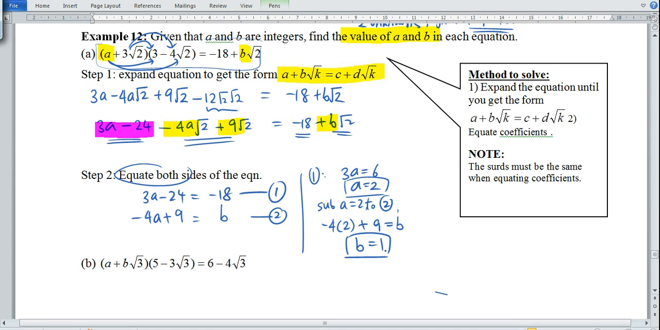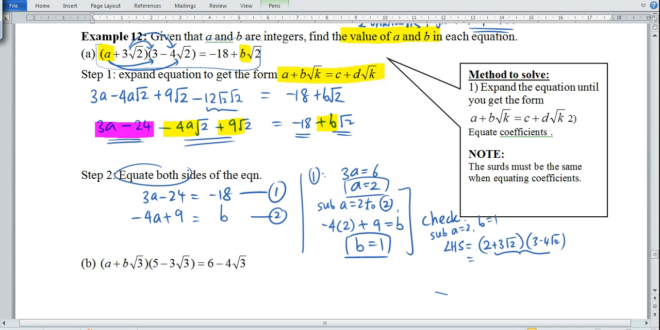Now, how can we check if my answers, or if your answers, are correct? Okay, so again, I can always substitute back my answers. Substitute A equal to 2 and B equal to 1 back into my question. On the left hand side, I have A plus 3 square root 2. Okay, so A is 2. I have these two brackets at the start, and I'm going to evaluate them just using my calculator.